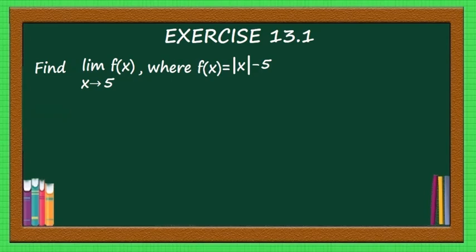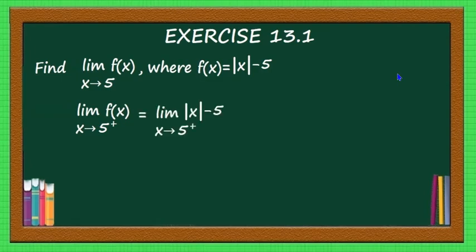The question is: find the limit as x tends to 5 of f of x, where f of x equals mod x minus 5. To find the limit as x tends to 5, you have to find the limit as x tends to 5 plus of f of x, which is defined as mod x minus 5, and that equals 5 minus 5, which is equal to 0.